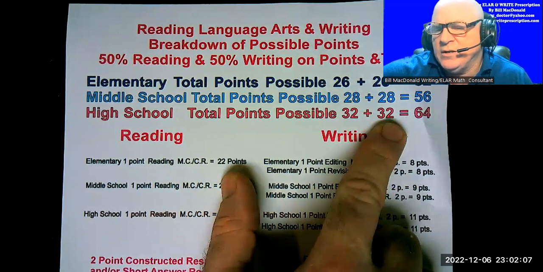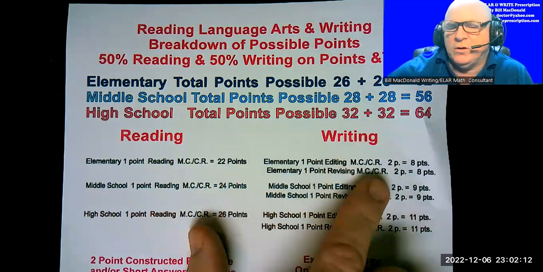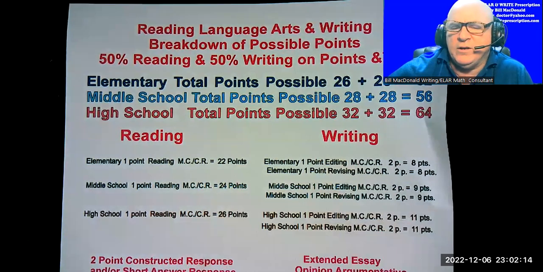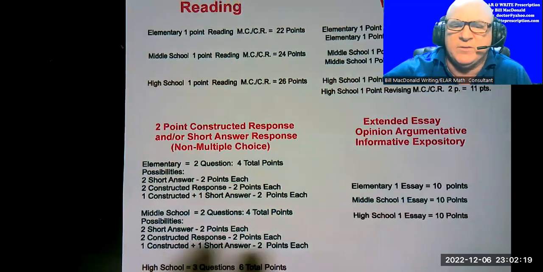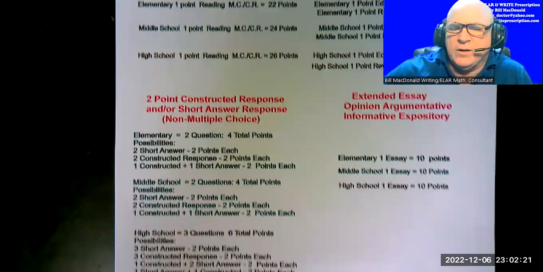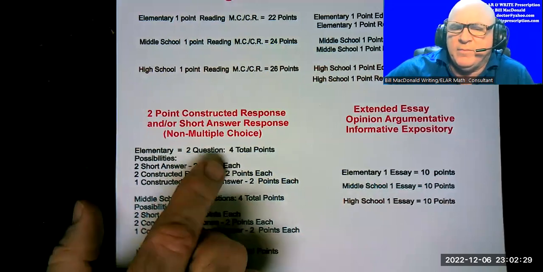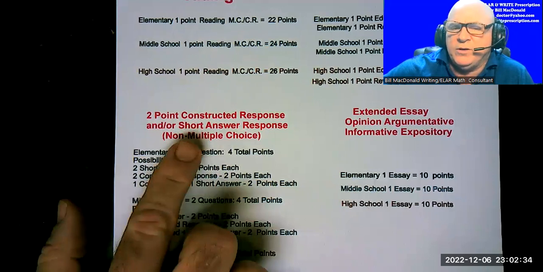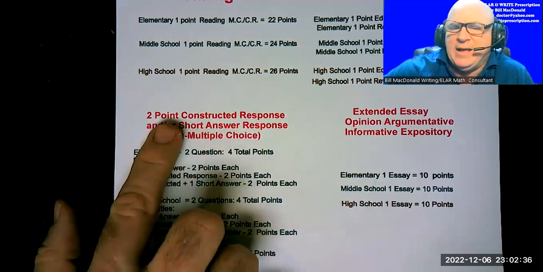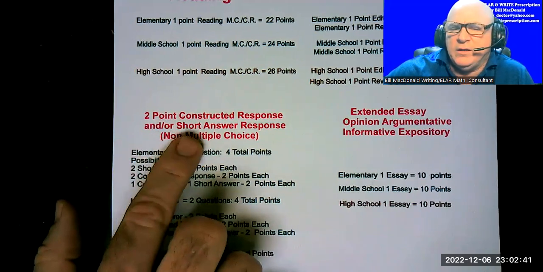That's 22, which gives you about 11 points each. So when you come over here to what they told us in the constructed response for elementary, they're going to get two questions that are worth 4 total points. Now, keep in mind it said non-multiple choice, which means that all the 2 point constructed responses and/or short answer responses are going to be those 4 points.